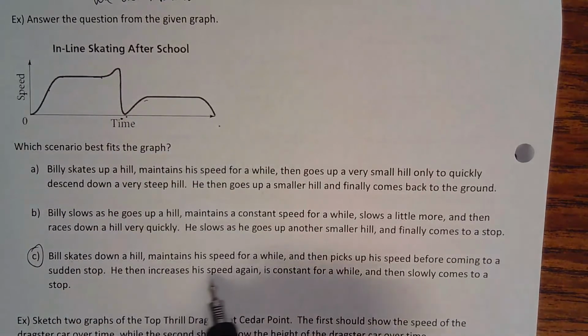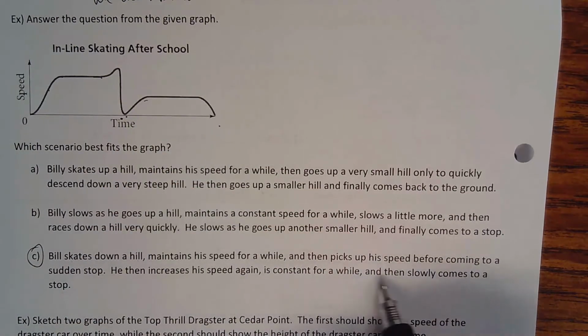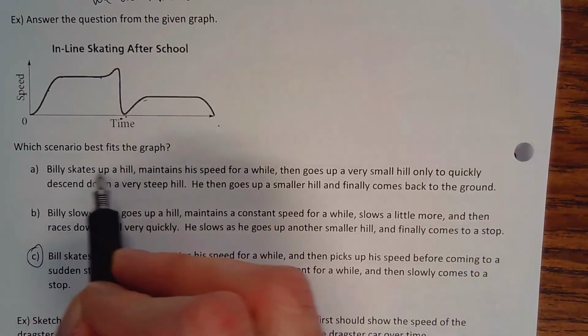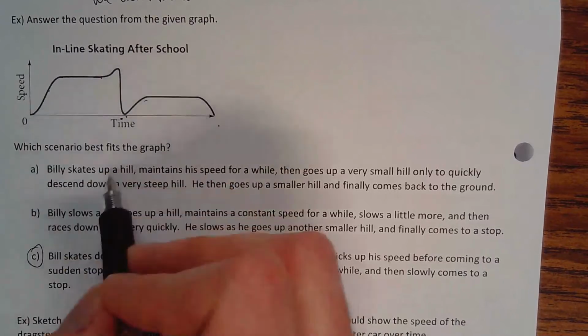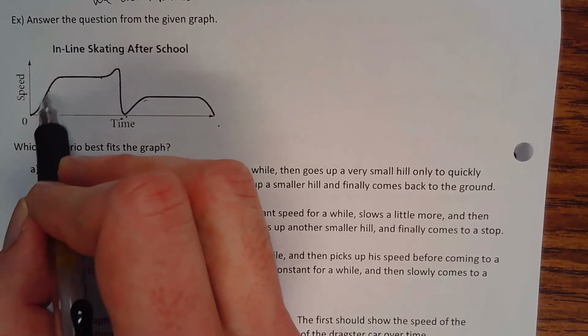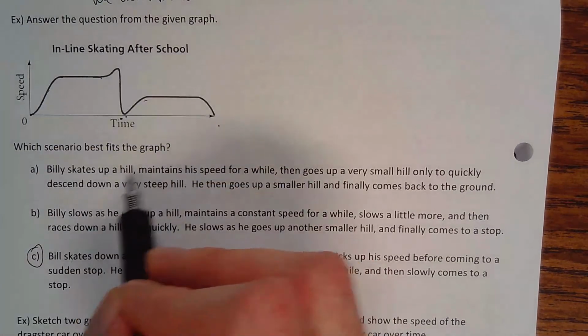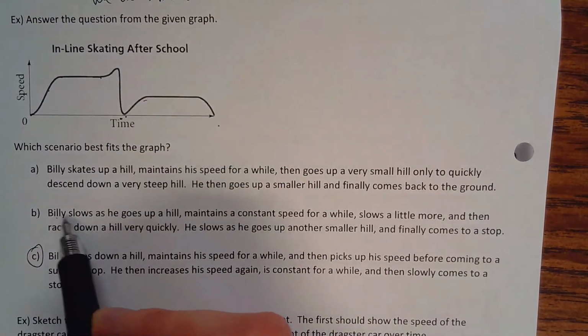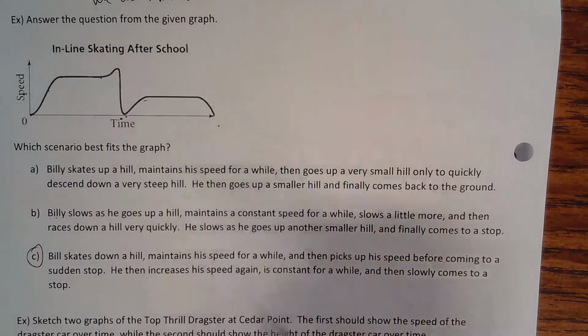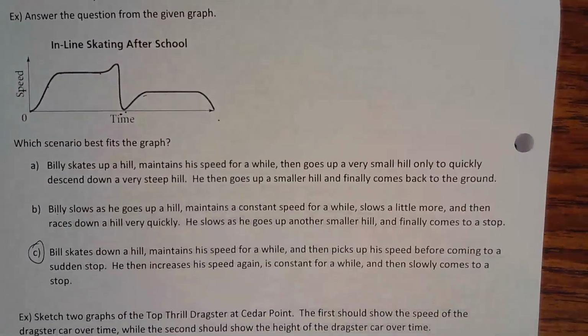Okay, then he increases the speed again, is constant for a while, and then slows down again. If I'm going uphill, my speed is slowed down. So if I'm skating uphill, I wouldn't start at 0 and then increase my speed. That's not possible. Billy slows as he goes up a hill. He's not slowing down, he's speeding up. So those two are out. It's got to be C.